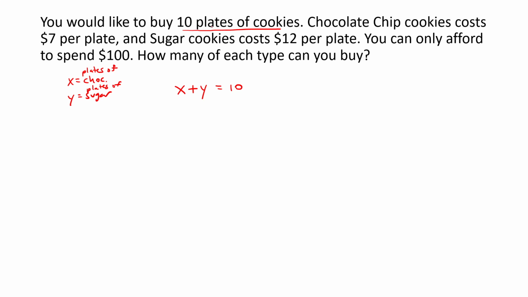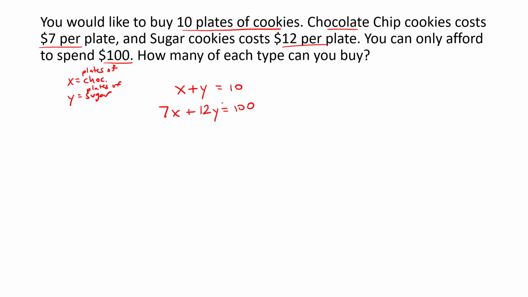What I also know is chocolate costs $7 per plate. So 7x, 7 times the number of plates of chocolate chip cookies, and sugar cookies, same thing, $12 per plate. Well, that can't go above 100. Putting all that money together, I can only afford to spend $100. So the amount equation is usually just going to be x plus y, and then you're going to have some cost equation where you're multiplying the plates or whatever it is by the cost per object.